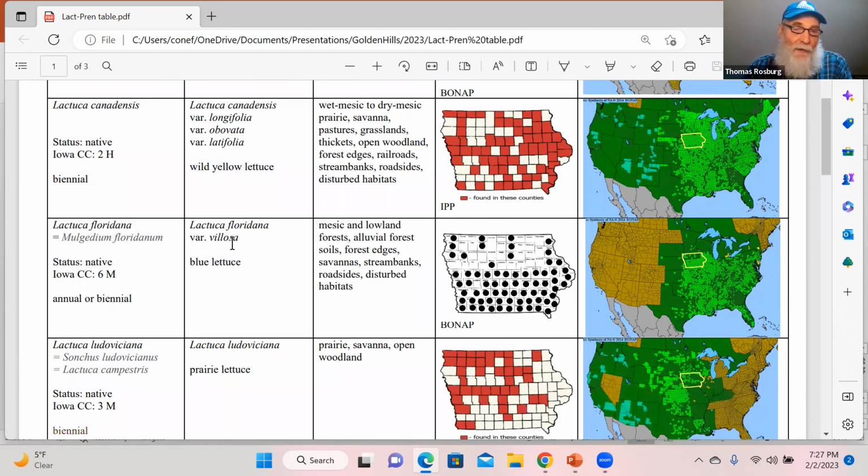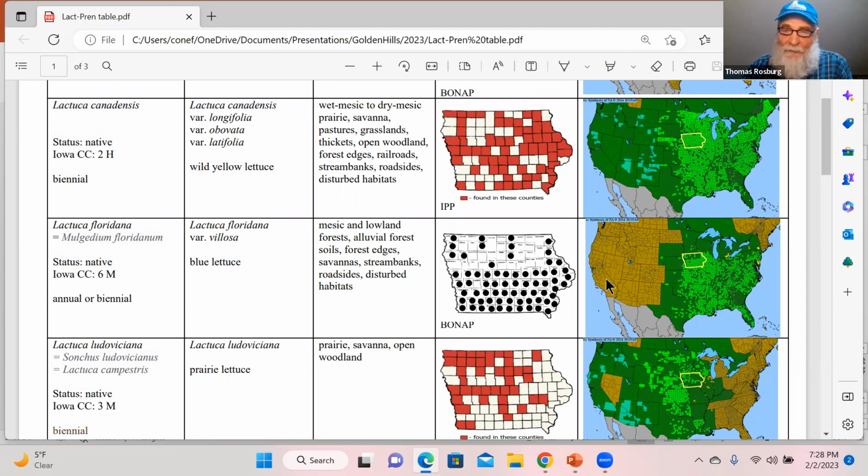Floridana here, so now you're seeing, again, a variety here, and what you see over here is, if it says equal, I'm telling you what a synonym is for that species. In other taxonomic treatments, Lactuca floridana might go under a different name, Mulgedium floridanum, and that's because some other taxonomists decided to call it that. They have their reasons for that. We have to keep track of the synonyms, so it makes more work for us, but that's what that means. Blue lettuce is the common name here.